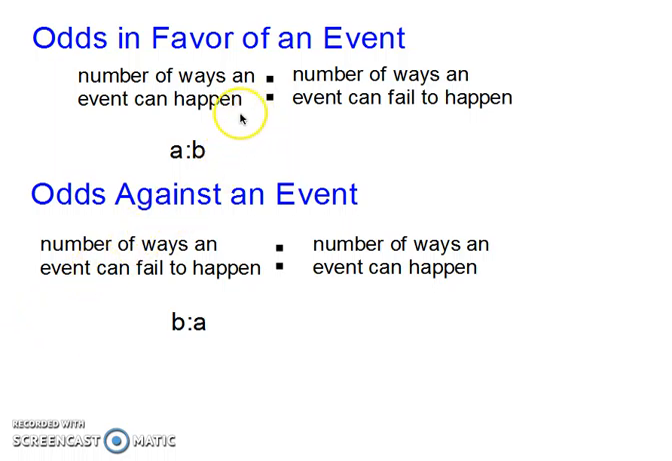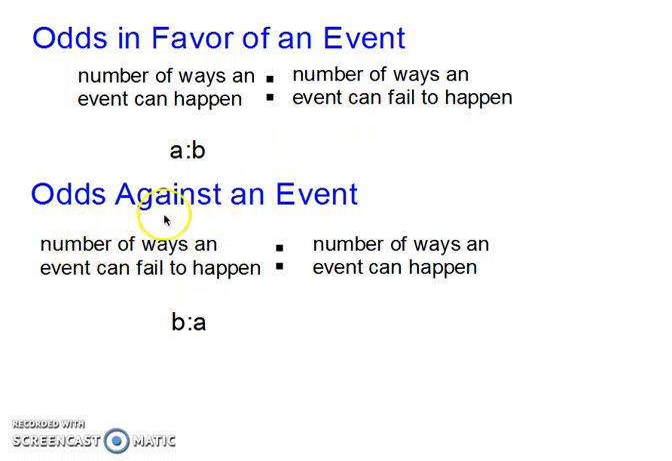Notice how there's a colon in between them. Odds are usually written with a colon, with numbers, so replace your A and your B with two numerical values. The two numbers that are given, the A and the B value, or the number of ways an event can happen and the number of ways an event can fail to happen, the two numbers given as the odds will add up to the total number of possible outcomes.